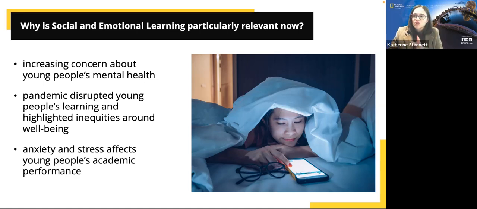But that's only one side of the problem. So the other side of the problem is that, as well as those financial inequities, there are also mental health inequities. So students who hadn't developed really good social and emotional skills before the pandemic were the ones who were least able to cope when the pandemic came along, because they didn't have that resilience, they didn't have that independence, and it was much more difficult for them to cope.